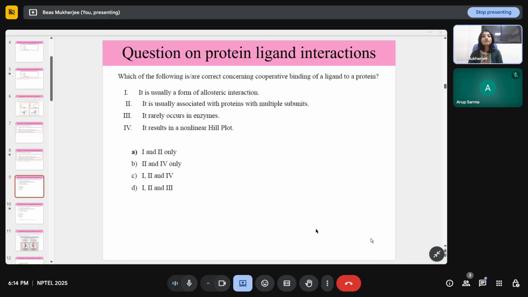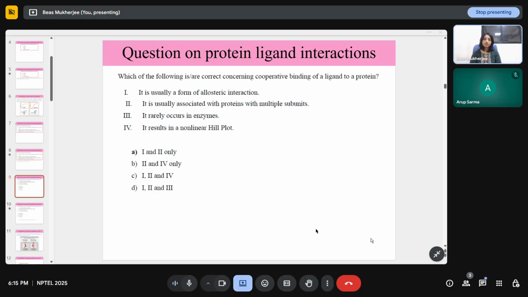Okay. Now, which of the following is or are correct concerning cooperative binding of a ligand to a protein? One, it is usually a form of allosteric interaction. Two, it is usually associated with proteins with multiple subunits. Three, it rarely occurs in enzymes. Four, it results in a non-linear Hill plot.